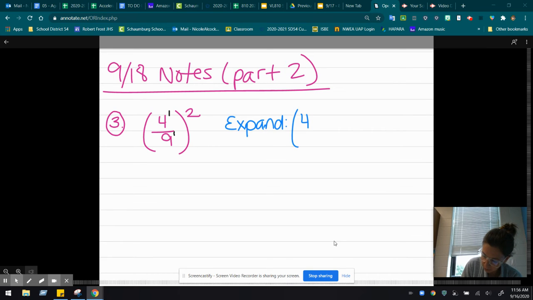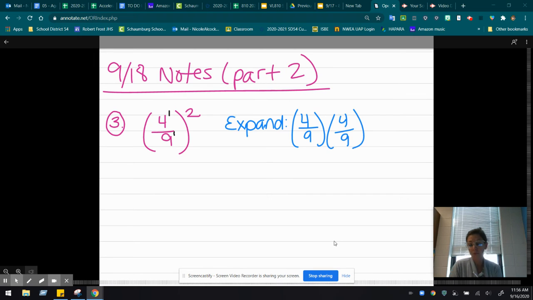So that's going to look like, in expanded form, 4/9 times 4/9. That's 4/9 squared. That's it. You could also show it without parentheses. 4/9 times 4/9. That's just another way to show it.